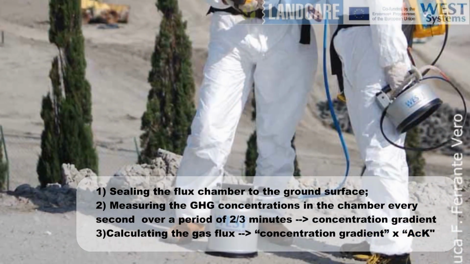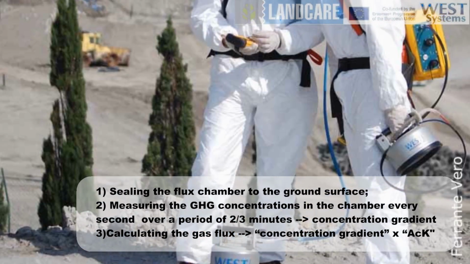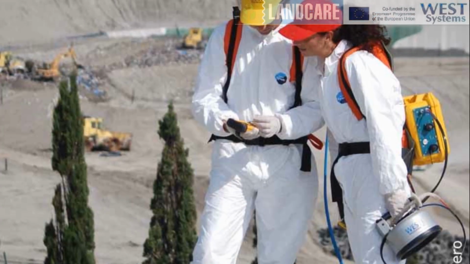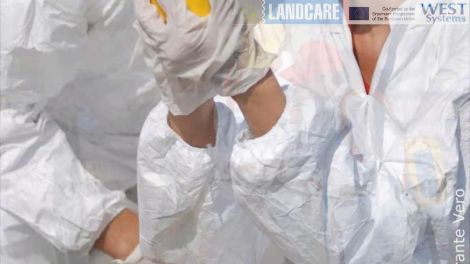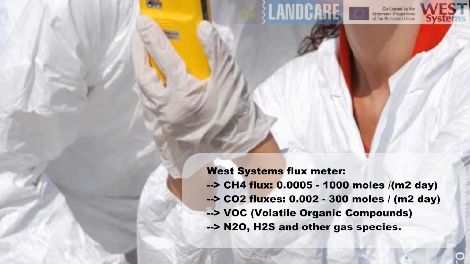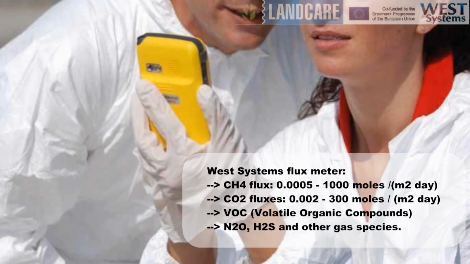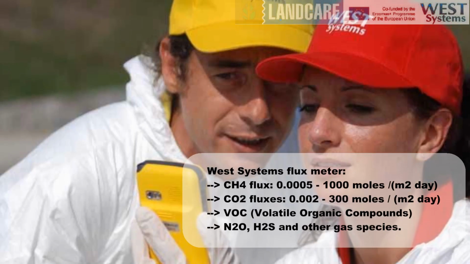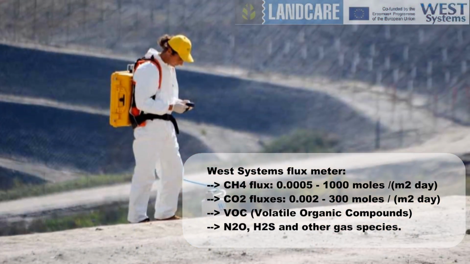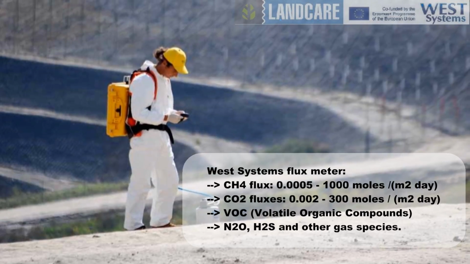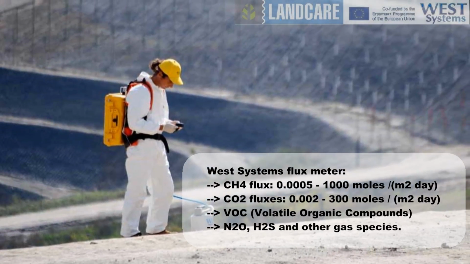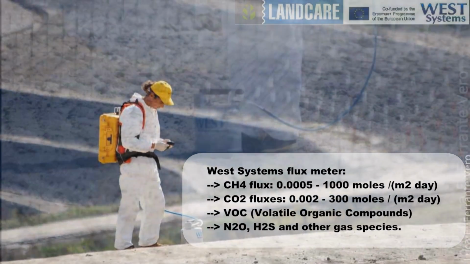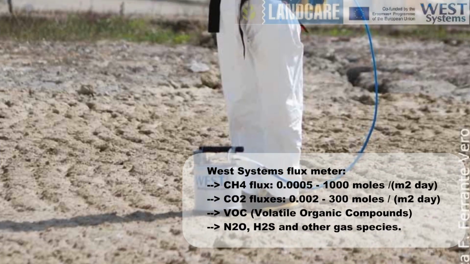The accumulation chamber method is not affected by environmental parameters such as soil porosity. The obtained measurement is the effective rate of emissions from the examined area. West Systems flux meter can measure methane fluxes from 0.0005 to 1000 moles per square meter per day and carbon dioxide fluxes from 0.002 to 300 moles per square meter per day. The measurements can be extended to VOC, or volatile organic compounds, nitrous oxide, and other gas species.